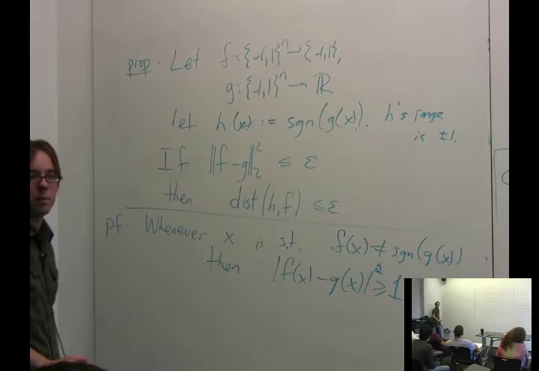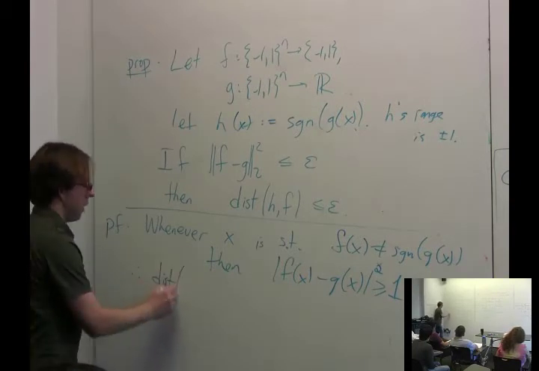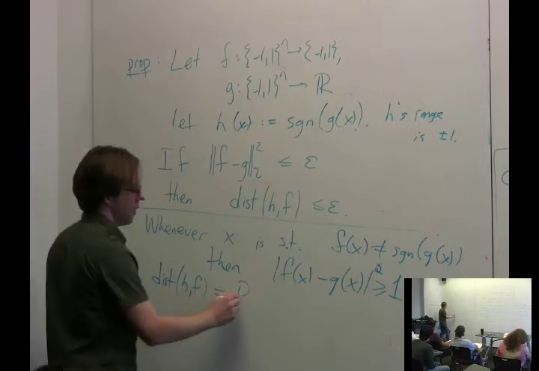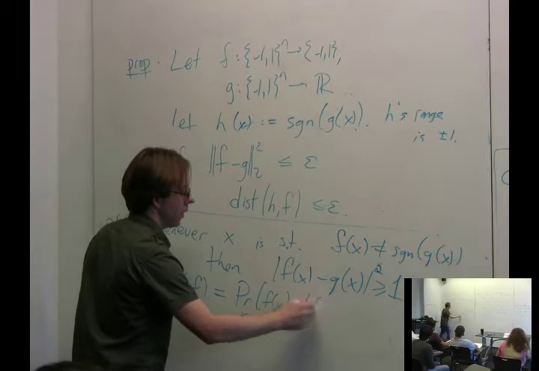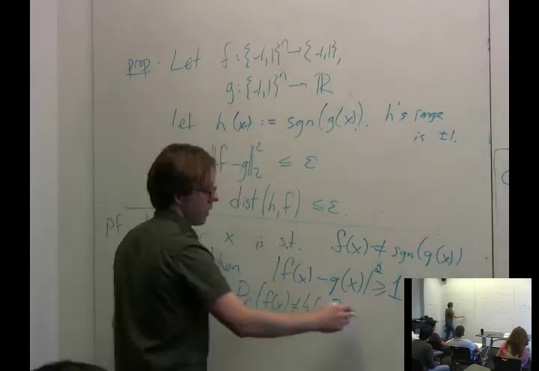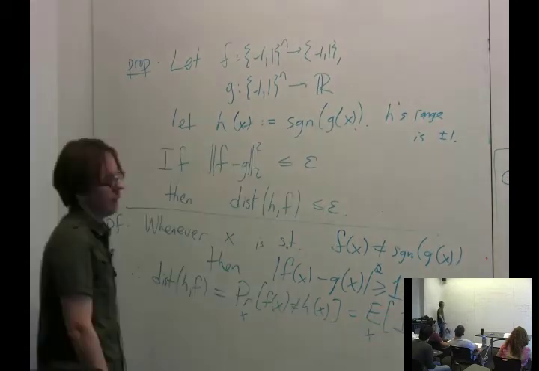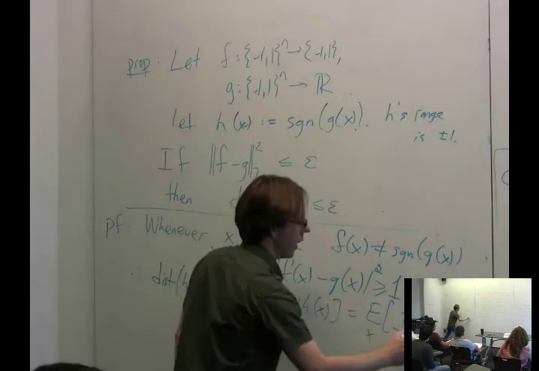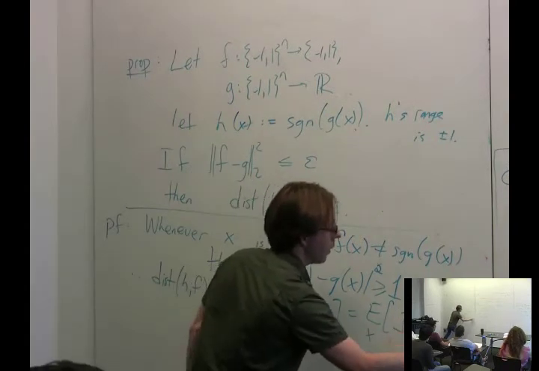It's the same statement. So therefore, the distance of h from f, by definition, is the probability over x that f of x does not equal h of x. So let's say it's the expectation over x of the indicator for this. And remember, h is just the sign of g of x. So let me write this as the indicator that f of x does not equal the sign of g of x.